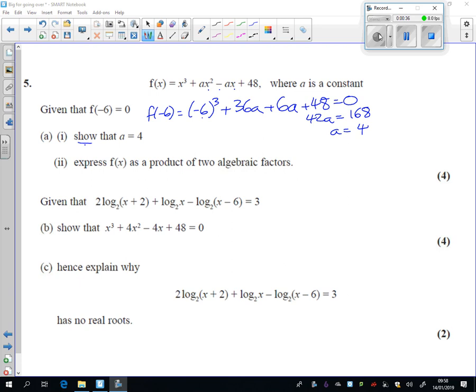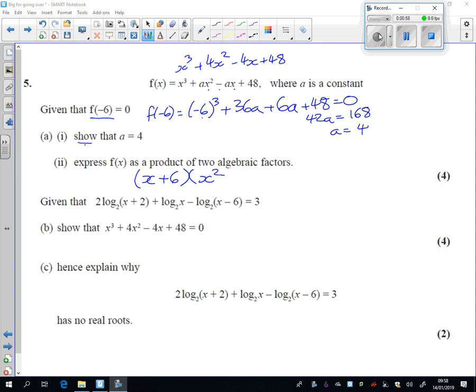So now this cubic here is x cubed plus 4x squared minus 4x plus 48. And because f of minus 6 equals 0, we know that this has got a factor of x plus 6. And we're going to do a long divide now to figure out the rest of it.